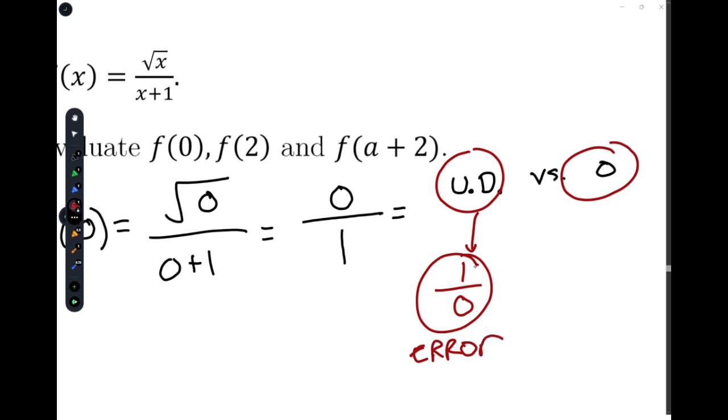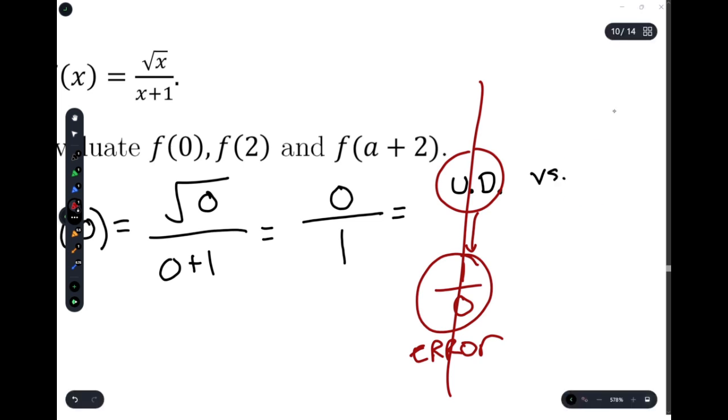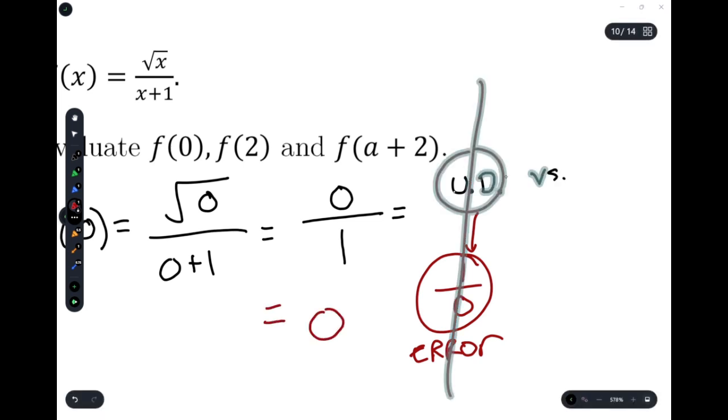Okay, so the calculator backs up undefined, and error being that, right? What about 0 over 1 if you put that in the calculator? It says 0.000. It's just 0. Good exploration there.